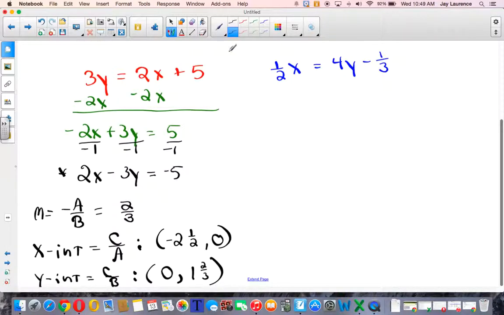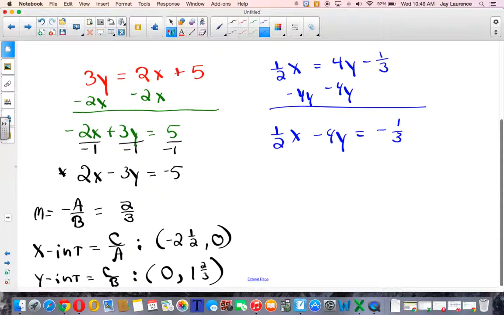All right, now this blue one here is almost in standard form. I'm going to subtract 4y from both sides. So I'll get 1/2 x minus 4y equals negative 1/3. But I don't have an integer coefficient, so I'm going to multiply through by a number that will get rid of all my fractions. And by now you should be pretty good at this. It'll be 6. And when I do that, I'll get 3x minus 24y equals negative 2.